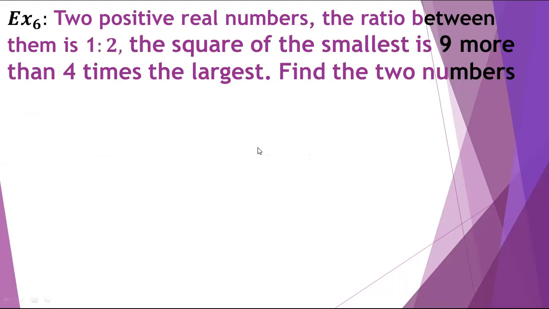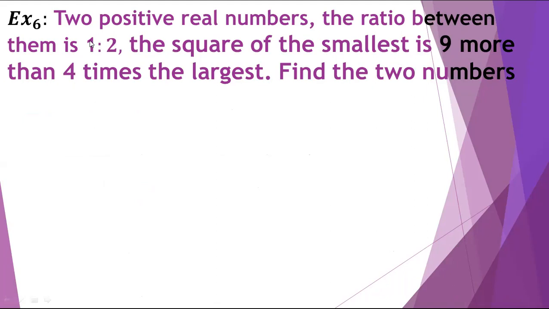Two positive real numbers. The ratio between them is 1 to 2. And the square of the smallest is 9 more than 4 times the largest. Find the two numbers. Since the two positive real numbers, the ratio between them is 1 to 2.